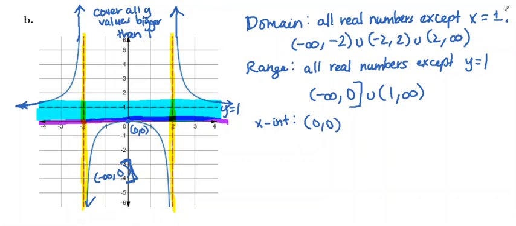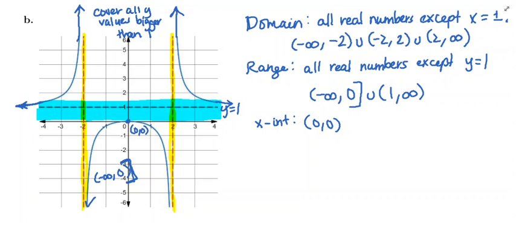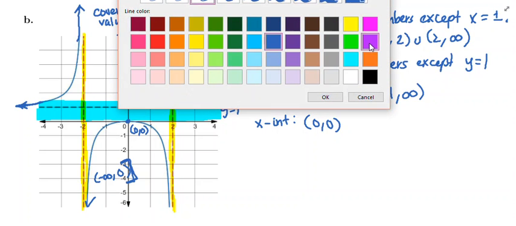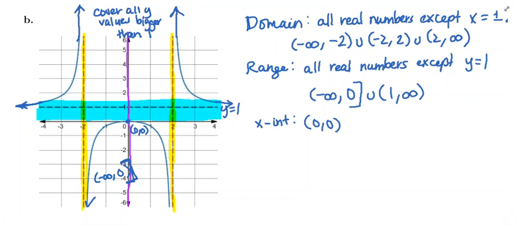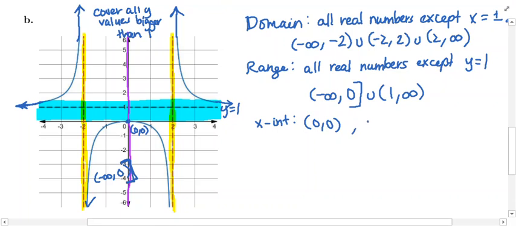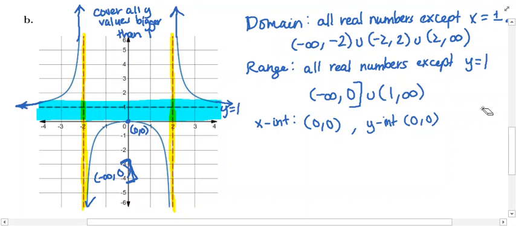Similarly, now we need to look at the y-axis to write down any y-intercept. If we travel along the y-axis, we're going to hit the blue curve in one spot. Again, it's the origin. So the x and y intercepts here are both the origin.